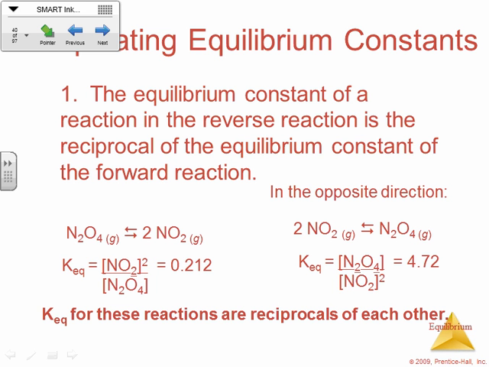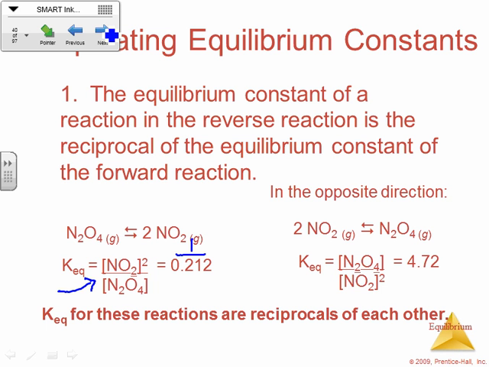So this is one example, okay? Let's say that you flip a reaction, you turn it around in the other direction. Your equilibrium constant is going to end up being the reciprocal of what it was before, okay? So, for example, on this equilibrium expression right here, you've got the NO2 squared over the N2O4 gives you 0.212. If you want to know what the equilibrium constant is when you flip this thing, you can actually just take 1 over 0.212.